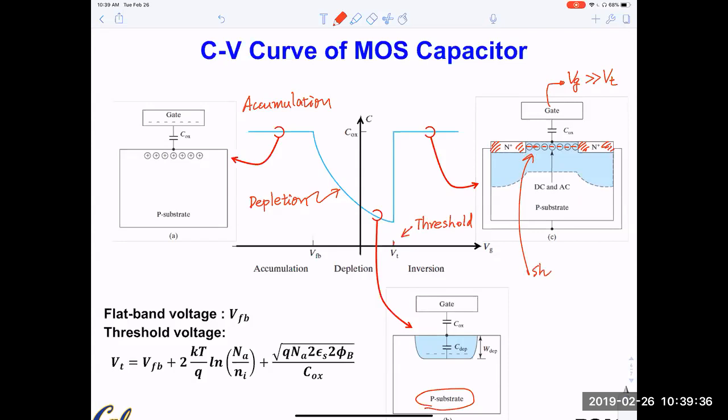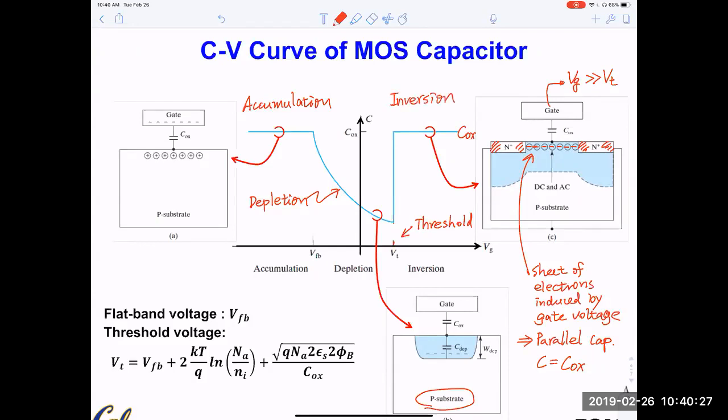So this sheet of electrons is induced by the gate voltage. This makes them behave like a parallel plate capacitor again, and capacitance is again equal to the oxide capacitance, Cox. Okay, so you'll see a brief, very sharp snapping back of the capacitance value to equal Cox. This region we call the inversion region.